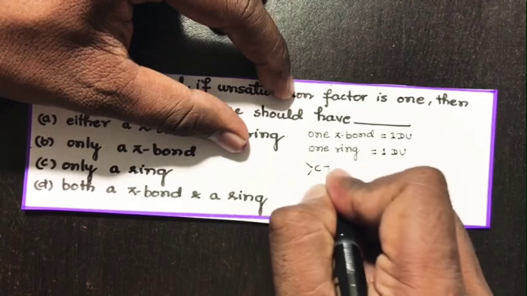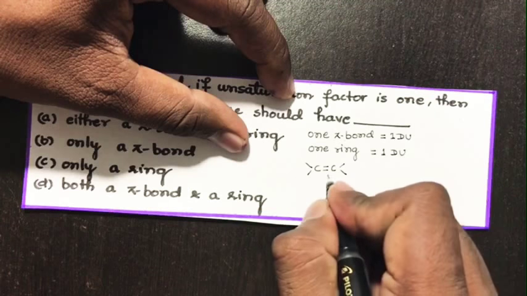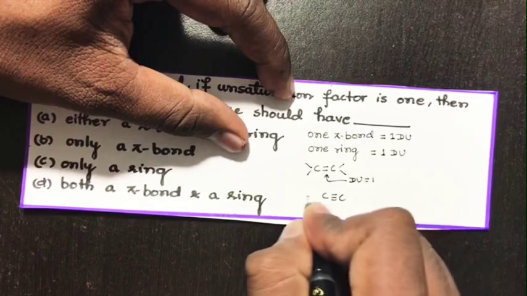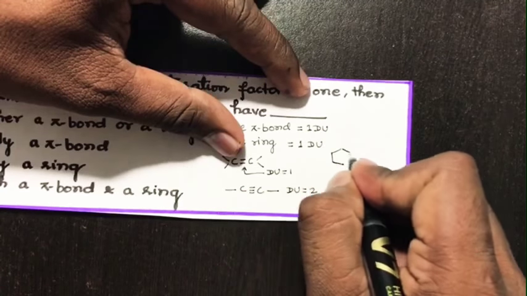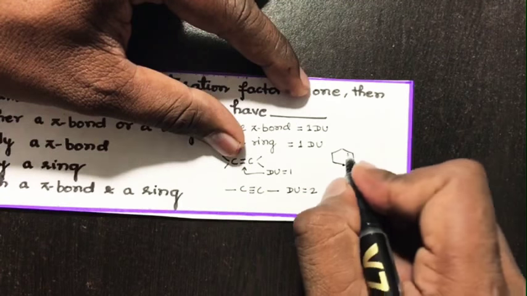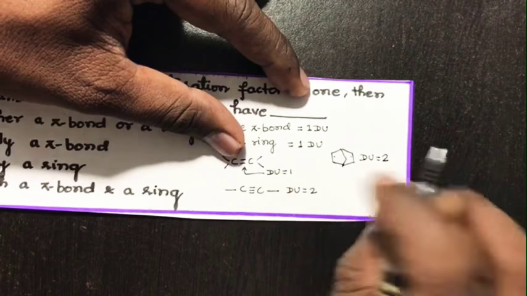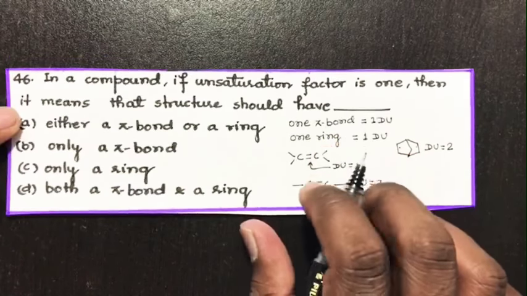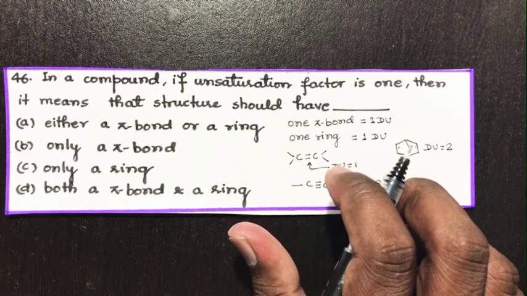If there is a CC double bond, it has one pi bond, so here du will be 1. If there is a CC triple bond, there are 2 pi bonds, so here du will be 2. If one ring, then du will be 1, and if there are 2 rings, du will be equal to 2. So one ring contributes 1 du, and one pi bond also contributes 1 du.